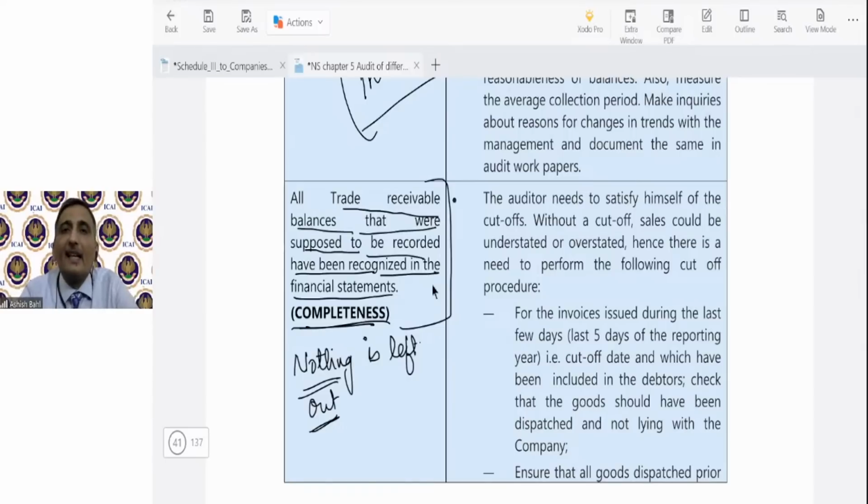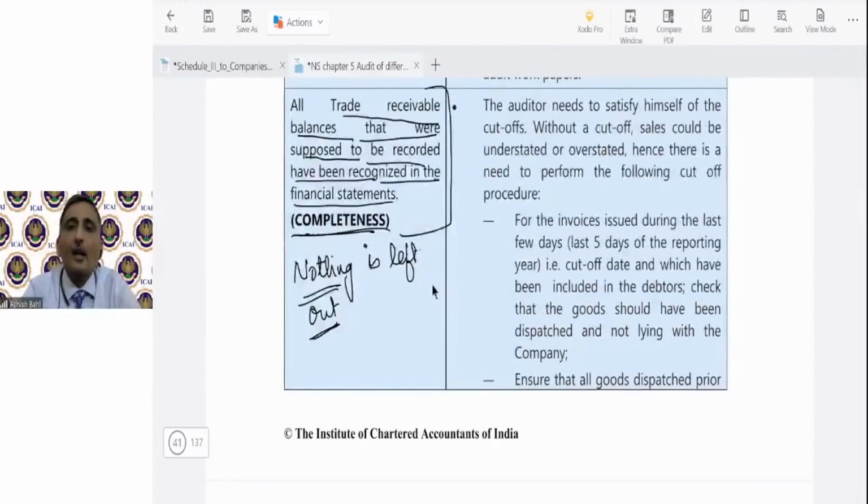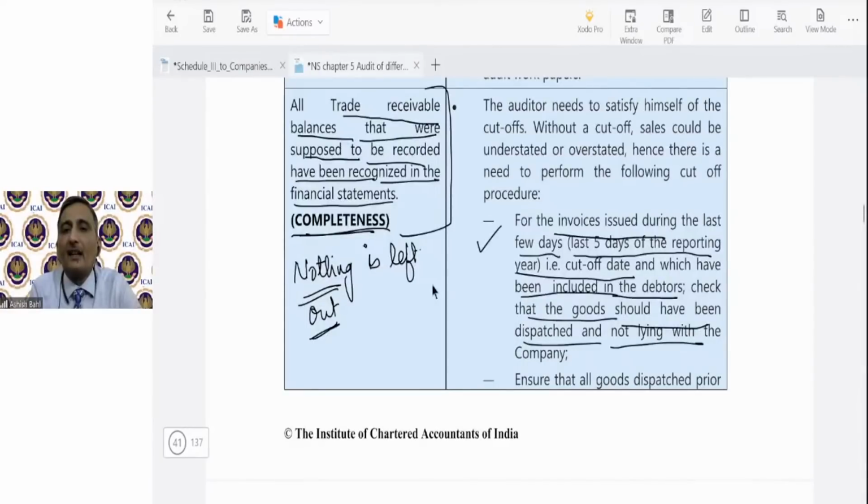So it means that trade receivables which needed to be recorded in financial statements have been recorded. So how the auditor is going to verify this? Now, some of such procedures could be for the invoices issued during the last few days of the reporting year of the accounting period, which have been included in debtors, check that goods should have been dispatched and not lying with the company.